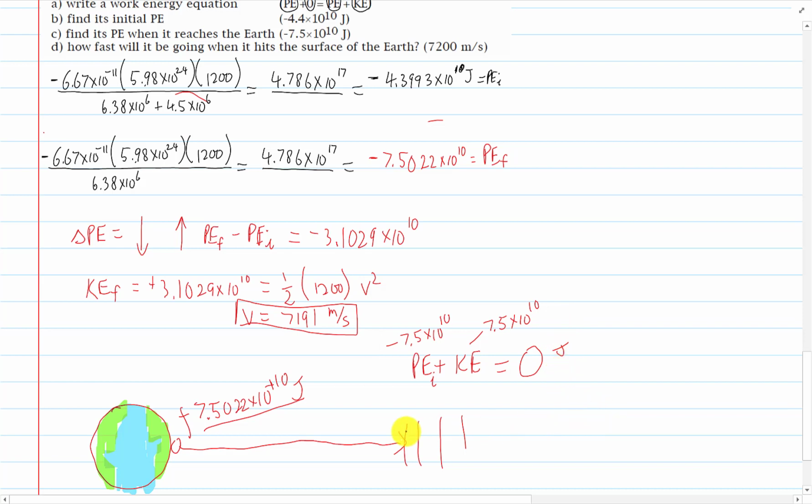So if I give it this much kinetic energy, that means it's not going to stop. It's always going to have kinetic energy until it reaches infinity. And it'll never reach infinity because it takes an infinite amount of time. So it's going to lose and lose and lose.